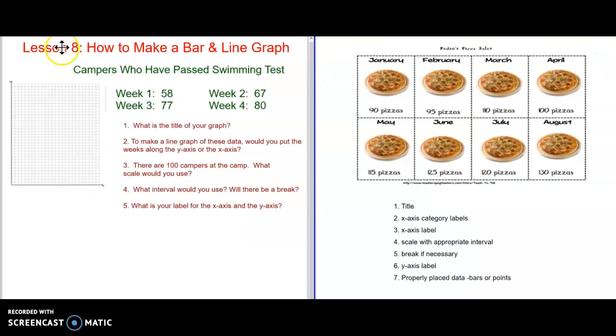Okay, so our very first example here is about campers who have passed a swimming test. And we have 4 weeks of information. So we have to go through some questions here in order to figure things out.